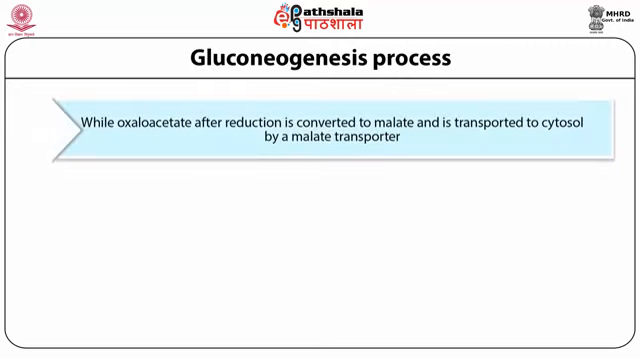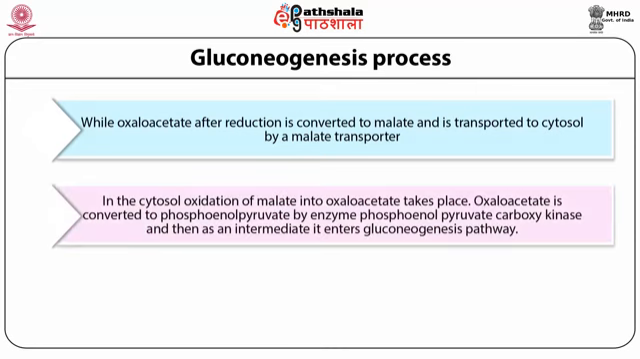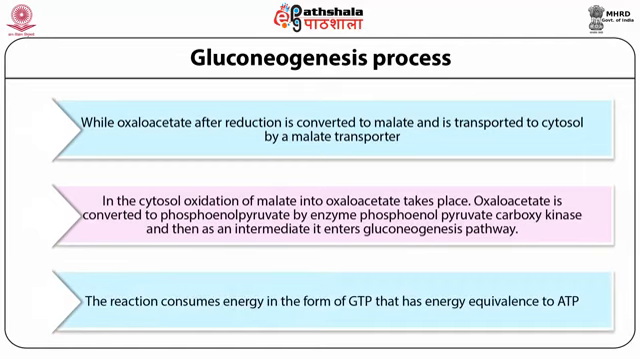The main reaction in gluconeogenesis is a conversion of oxaloacetate into an intermediate in order to enter the pathway. The reaction is catalyzed by the enzyme phosphoenolpyruvate carboxylase. The reaction consumes energy in the form of GTP, that is, energy equivalent to ATP.